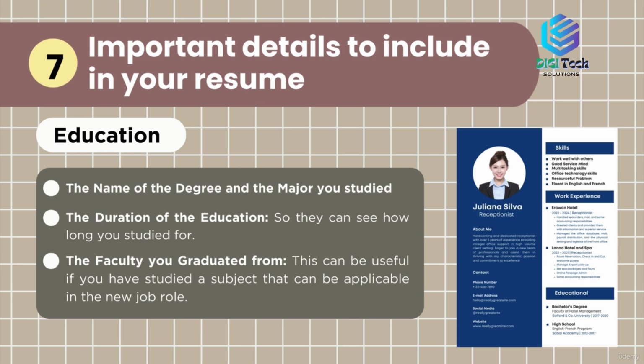It may be a different duration for some subjects, such as an undergraduate medical degree, which is 5 years in the UK. Then put the facility you graduated from. This can be useful if you studied a subject that can be applicable in the new job role. If you have qualifications other than a degree, you can also put these. If they are specific to a job role, then they may be more useful than a degree. For example, a commercial driver's license may be more useful than a university degree for a truck driver's role, but maybe not for an office job. It all depends on the job you're applying for.